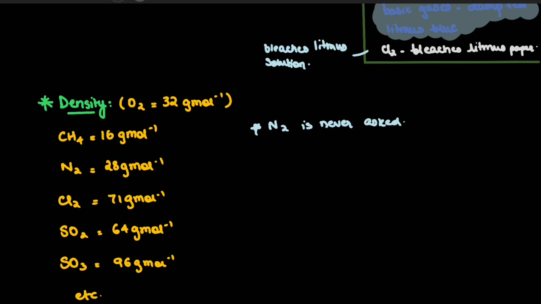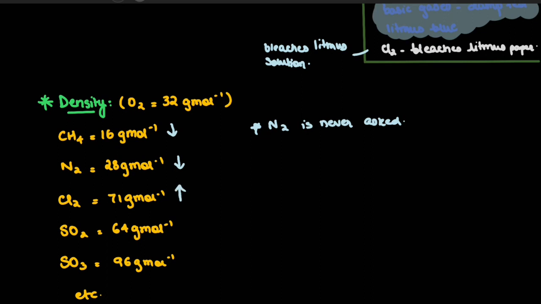So here, for example, methane has 16 gram per mole of molar mass. That's quite less than oxygen, so we say that it's a lighter gas. Nitrogen has 28 gram per mole. It's again lighter. Chlorine, on the other hand, is 71 gram per mole, which is a lot more than oxygen. Therefore, it's heavier. Same for sulfur dioxide and sulfur trioxide, and so on. You can compare any gas with oxygen and find out its density relative to air.